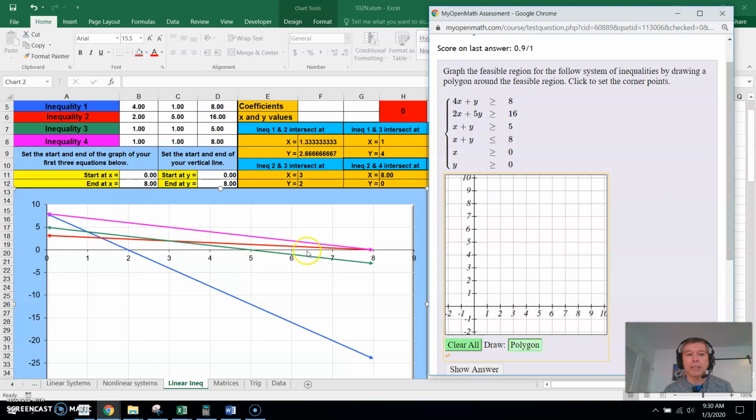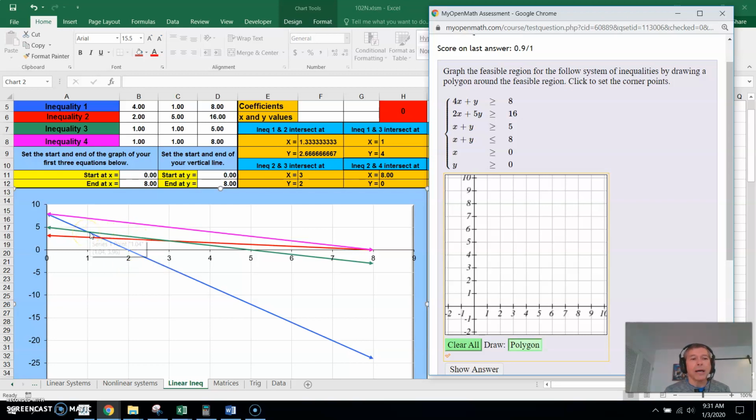Let's look at the red line. The red line is the second one, and the second one says greater than, so that means it's above the red line until right here where the red and green intersect. So let's look at the green. The green is the third one, and the third one says greater than, so it's above the green line. Now, I can't start this graph clear down here at 2 because down here it's not above the green line.